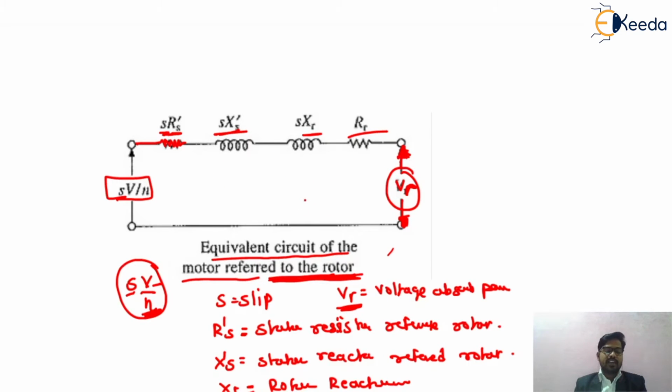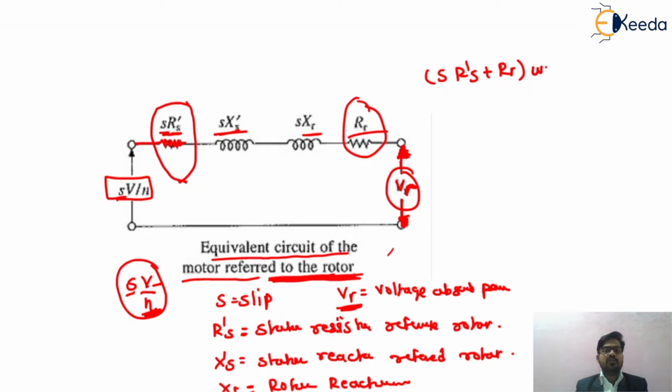So this will be the equivalent circuit. From that equivalent circuit we can get one important equation, or a very important understanding. It shows that the DC link resistance, which is S into R dash S plus R dash R, because this resistance plus this resistance will give you, I can rewrite this equation, S R dash S plus RR, which will give the value 2 into S into R dash S plus RR.